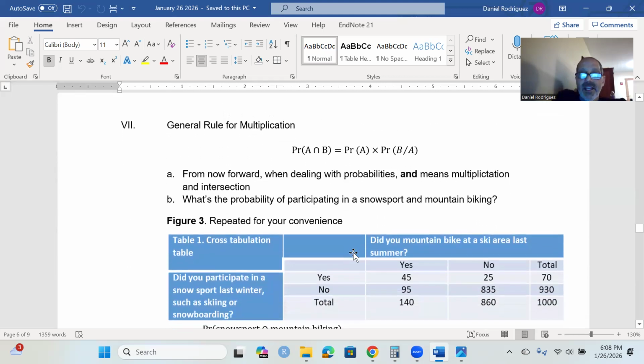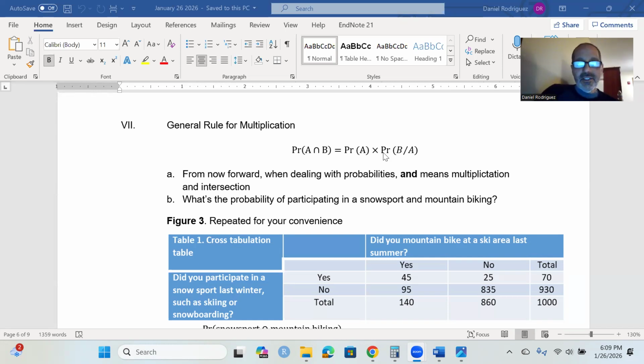Look at the general multiplication rule. The general multiplication rule is the probability of the intersection of A and B. Excuse me, one second. All right, sorry about that. There's a phone call I had to answer. People don't know I'm online.